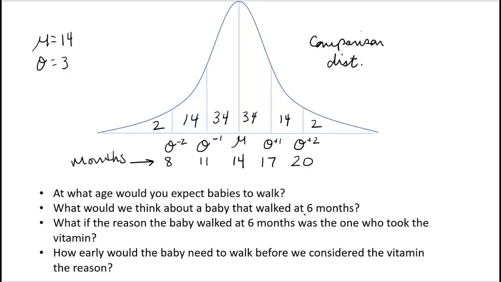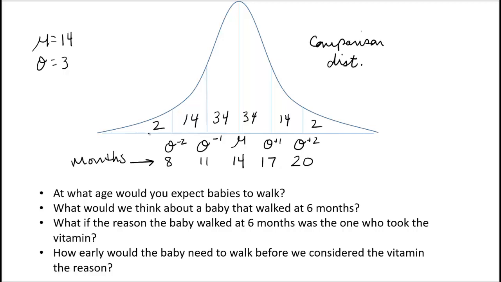What would we think about a baby that walked at 6 months? So if a baby walks at 6 months, so way down here, what would we think about that? We might think, oh wow, that baby walked at 6 months, which is probably close to less than 1% of all the babies in this comparison distribution. Okay. So we would think that that is early.